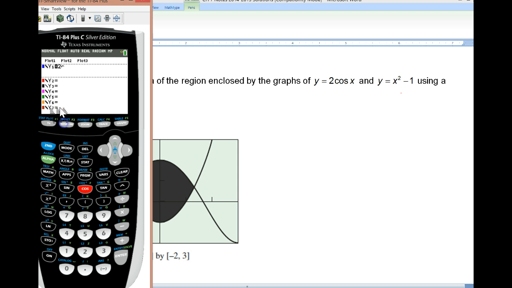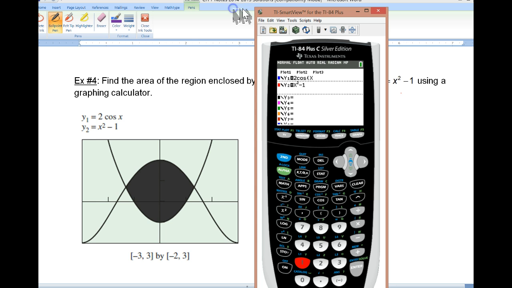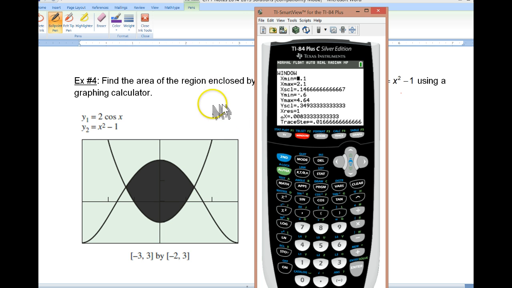So 2 cosine x and x squared minus 1. No, we're not going to use the program just yet. In terms of the viewing window, I would probably just use the window that they have there, from -3 to 3 and -2 to 3.